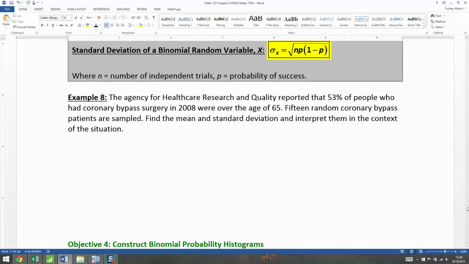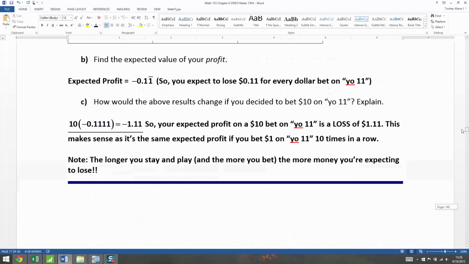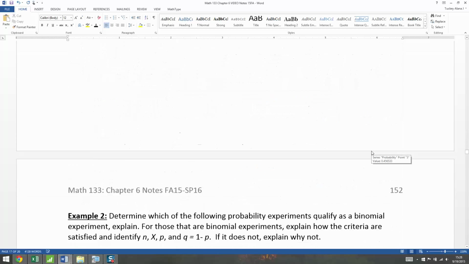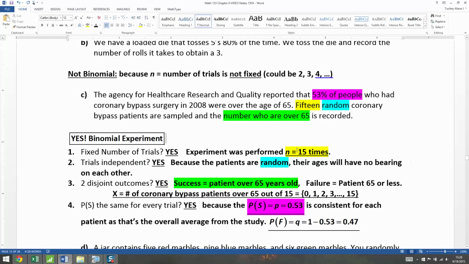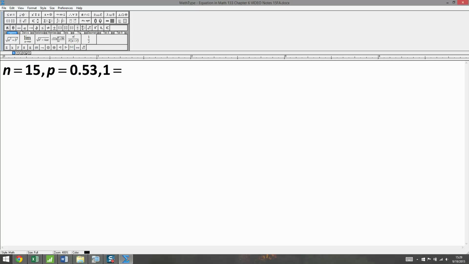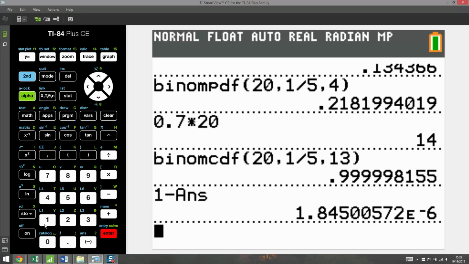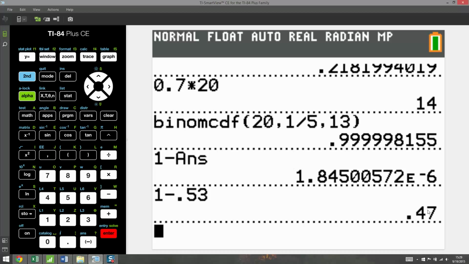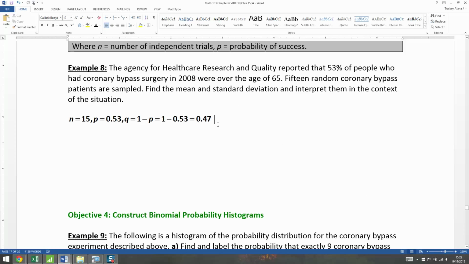Well, we saw many pages ago that this was, in fact, binomial. Let me remind you right here. It was on this one. And n was 15 and p is 0.53. I just typed them. So then q, which is 1 minus p, is 1 minus 0.53, which is 0.47. I'm doing that in my head, but you can just grab a calculator. 1 minus 0.53, enter. Get 0.47. So now we have all the pieces we need.